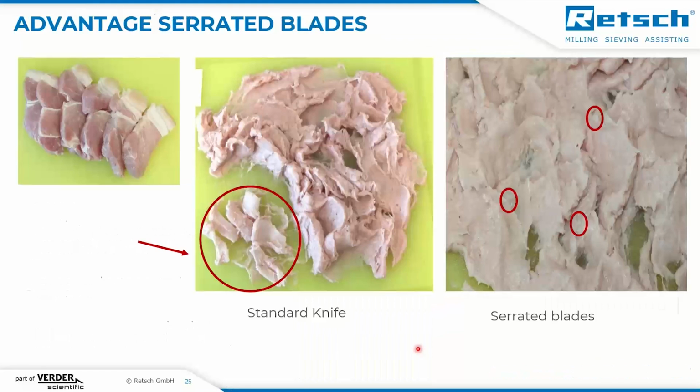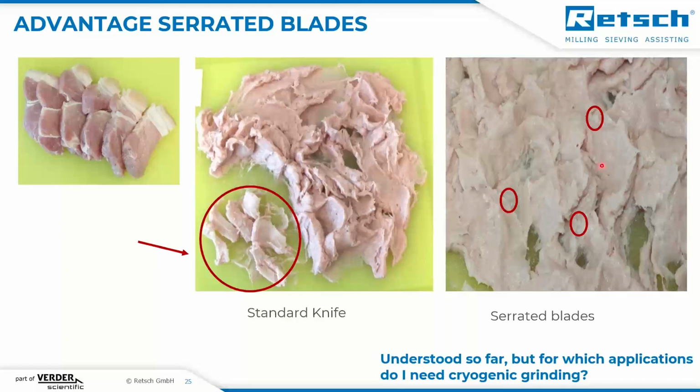Can we avoid such residues? Not really, at room temperature at least, but we can greatly influence it by the choice of the correct equipment. Here, just for your example, a sample ground with the standard knife or in the same conditions with the serrated blade knife. You see with the standard knife, there are large lumps left over from this tough skin, and they are almost gone when I use the serrated blades. So just by using the correct equipment, you can greatly influence the quality of your sample preparation.